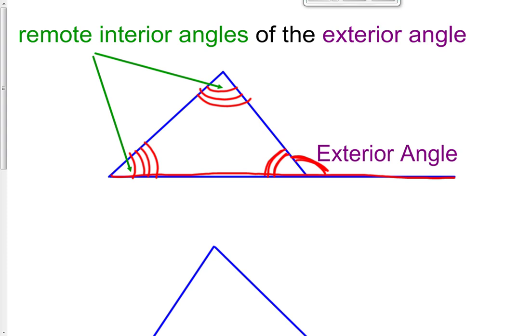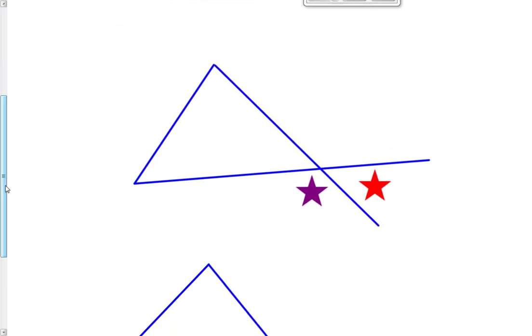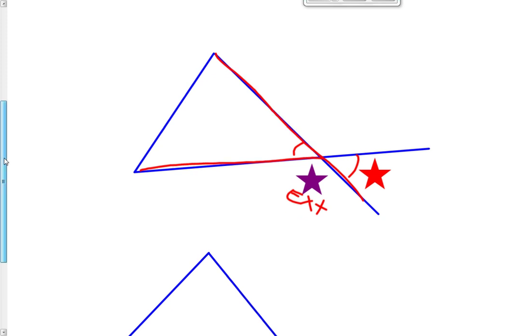So if we come down to this one here, this red starred angle is the vertical angle, so it's not the exterior angle. The purple star is the exterior angle. It's formed when one of the sides of the triangle is extended and the other side of the angle is a side of the triangle. So the purple star is the exterior angle, not the red one. That's the vertical angle.